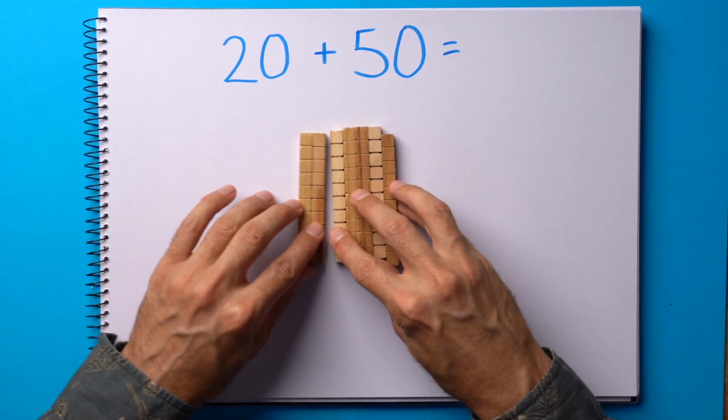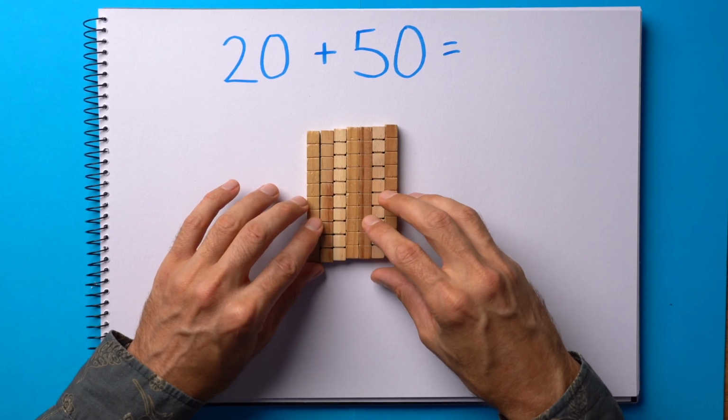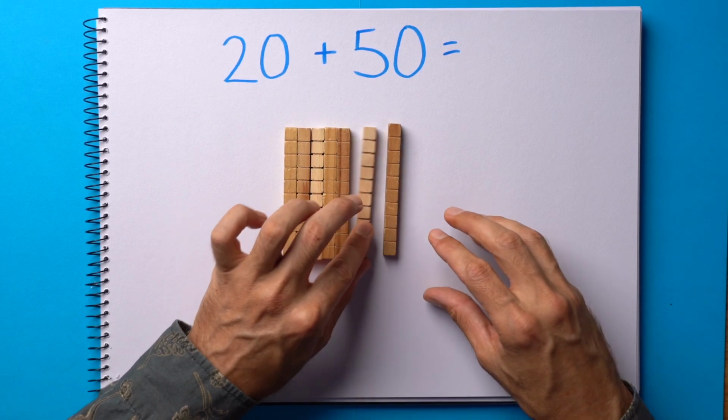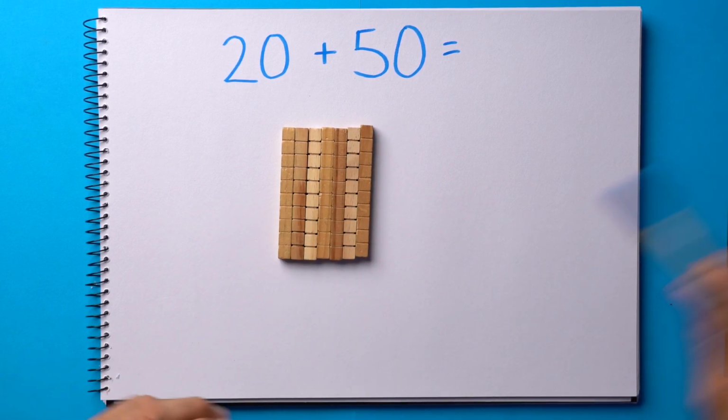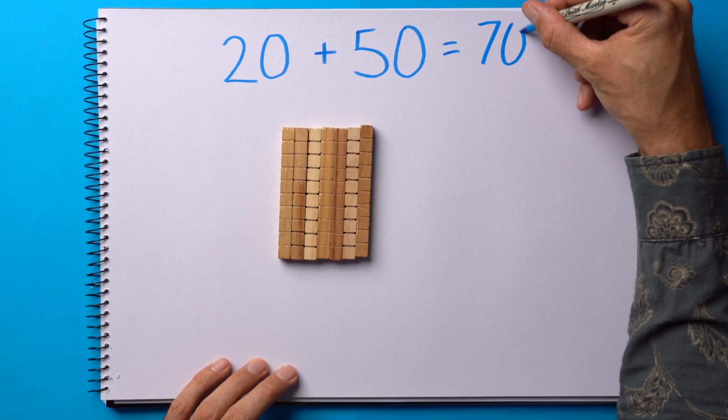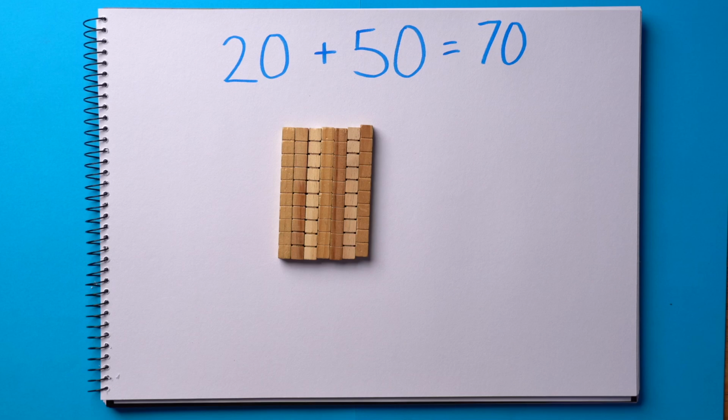Since this is an addition problem, which means putting 2 numbers together, we're going to put them together here so that we now have 7 tens. 1, 2, 3, 4, 5, 6, 7. And the way that we write 7 tens is a 7 in the tens place and a 0 in the ones place. It's that easy.